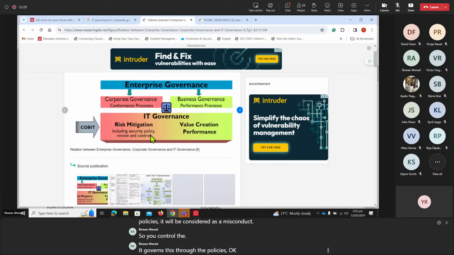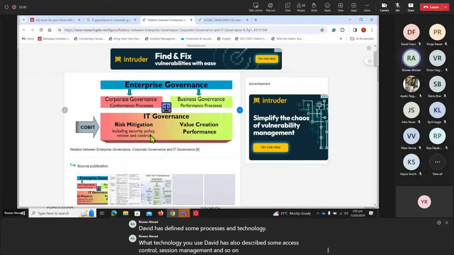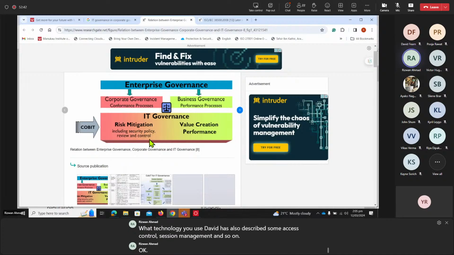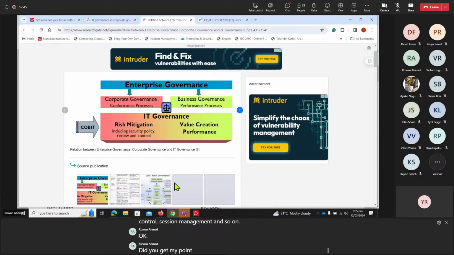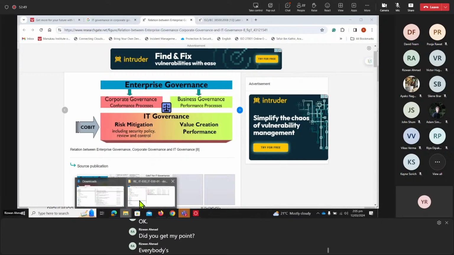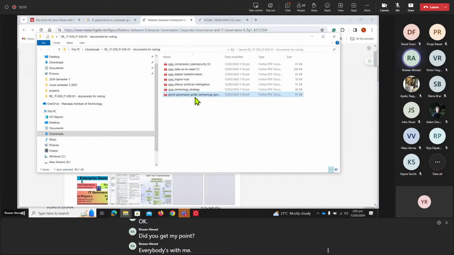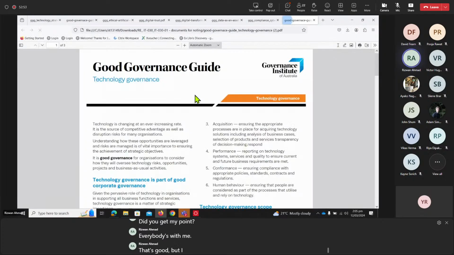Then you have people, process. David has defined some processes. And technology, what technology you use. David has also described some access control, session management, and so on. Did you get my point? Everybody's with me? Yep. That's good.